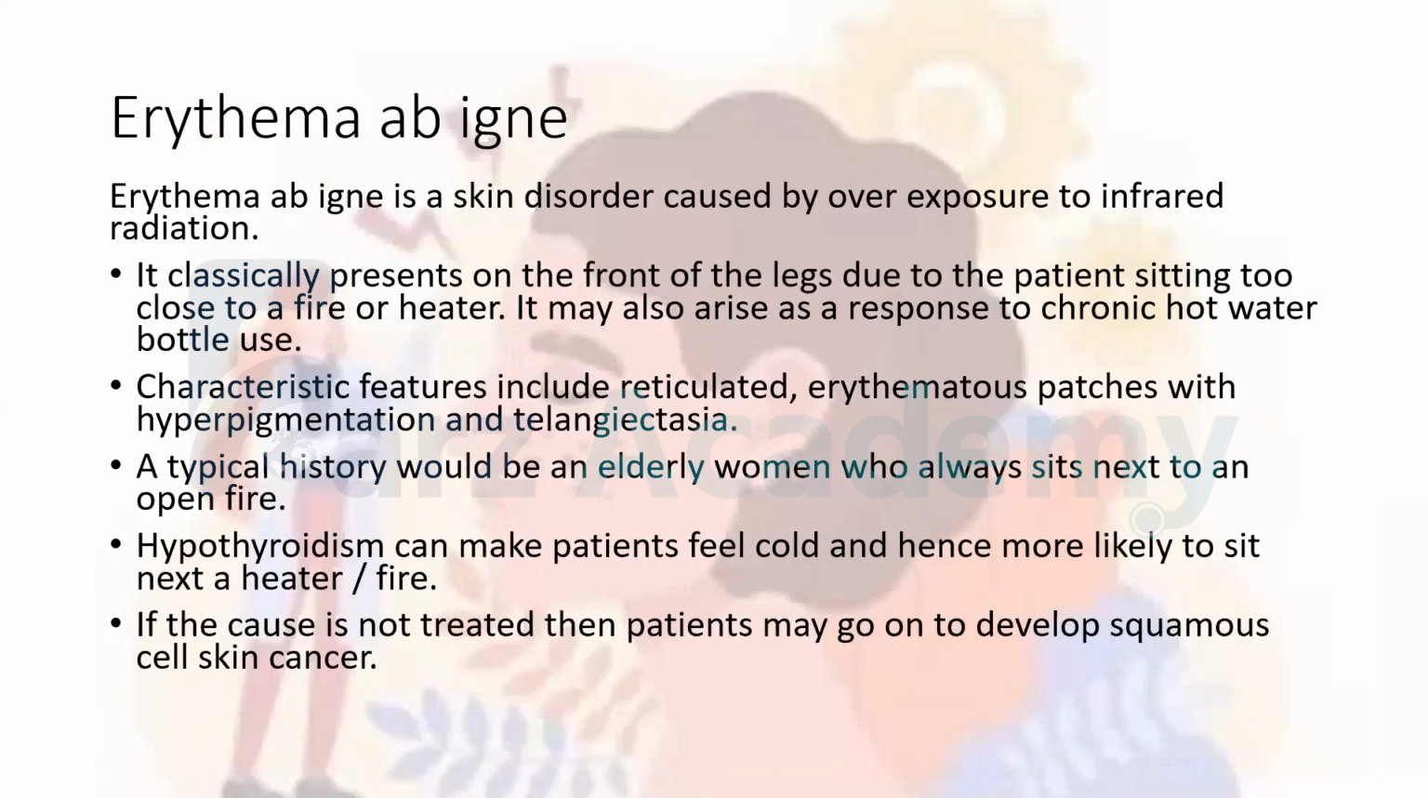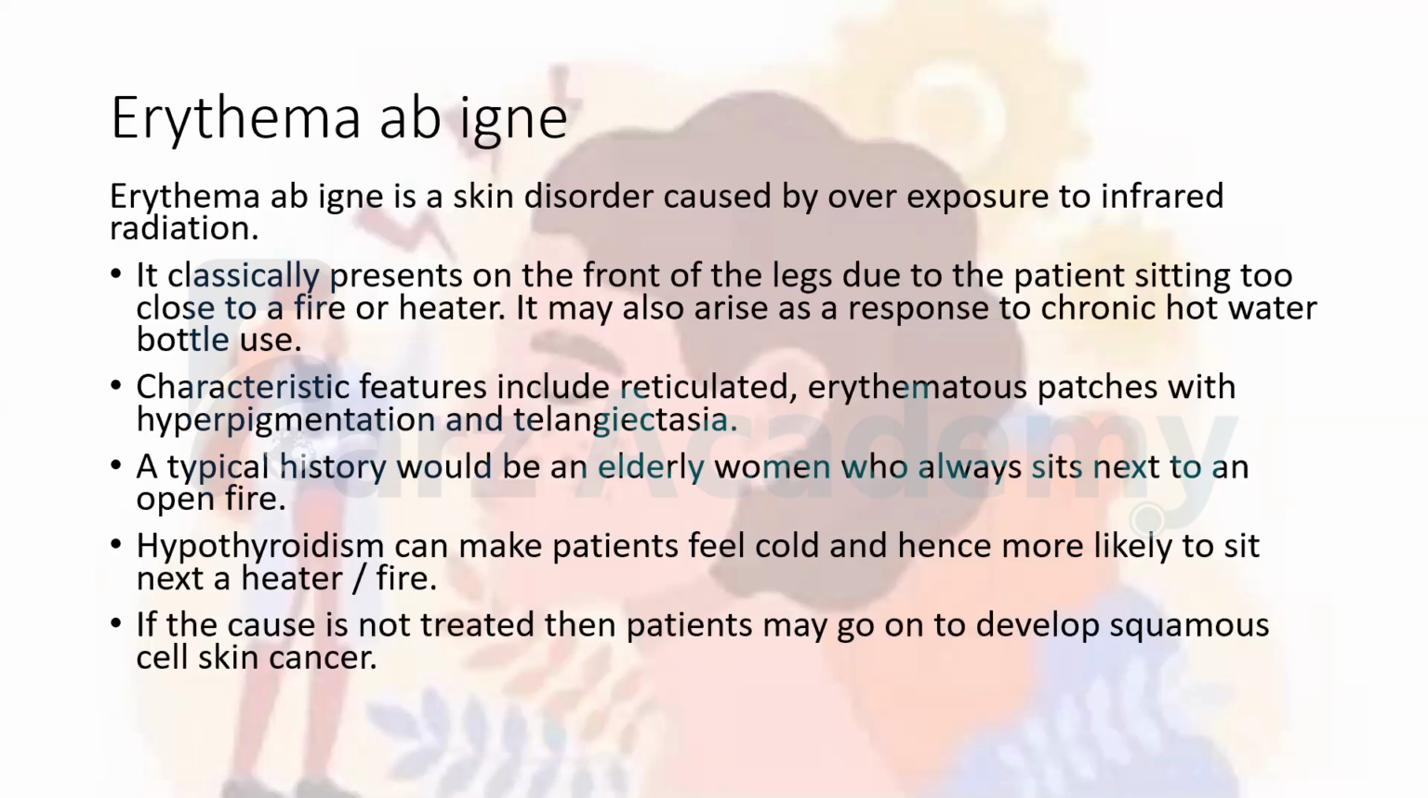Next topic is erythema ab igne. It is a skin disorder caused by exposure to infrared radiation. How does it classically present? It presents on the front of the legs due to the patient sitting too close to a fire or a heater, which radiates infrared radiation. It may also arise as a response to chronic hot water bottle use. Patients might use hot packs so frequently that they emit infrared radiation and cause a skin disorder called erythema ab igne.